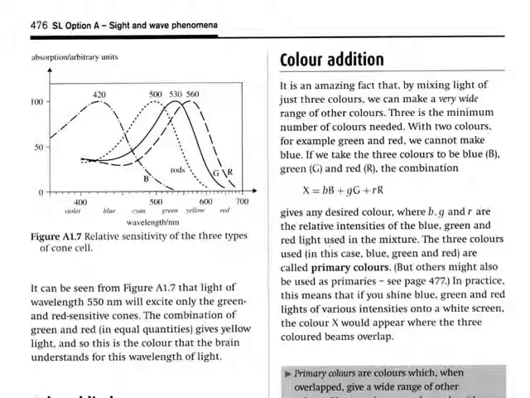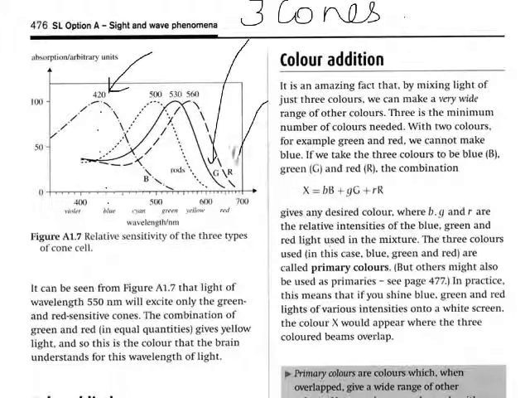Now, how do the cones work in order to enable us to see the whole array of colours that we do? Well, there are 3 types of cone. We have one type which responds to predominantly blue wavelengths, one type that responds mainly to green, and one that responds to red. Now we'll talk a little bit later when we look at colour addition about why we only need 3 colours in order to produce all the ranges that we see.